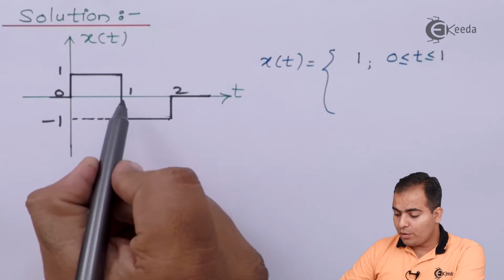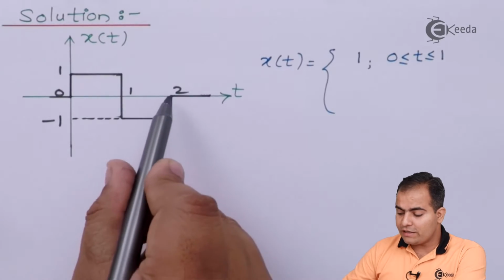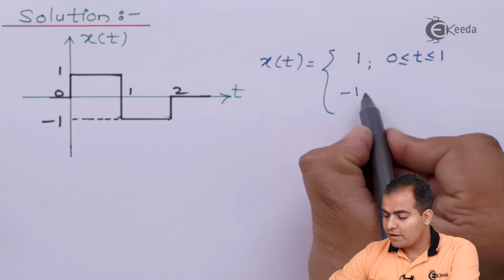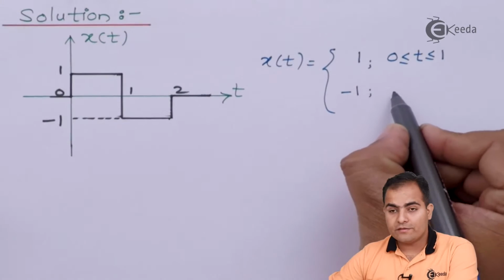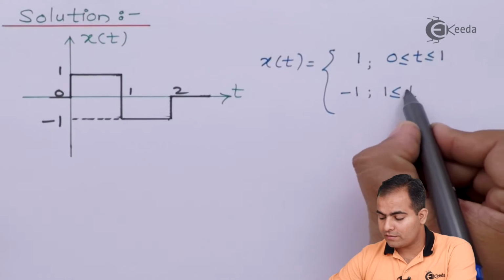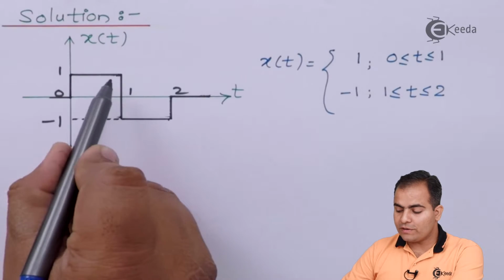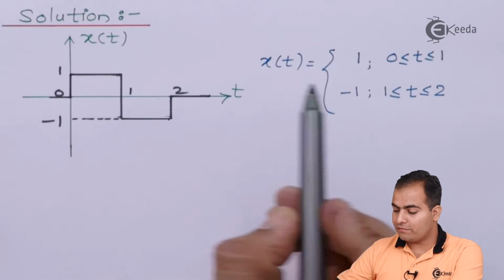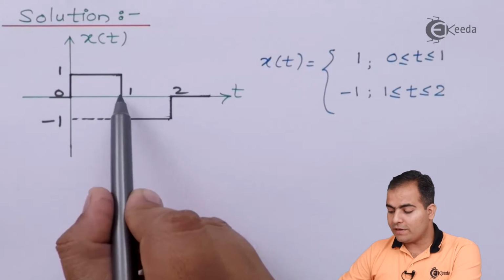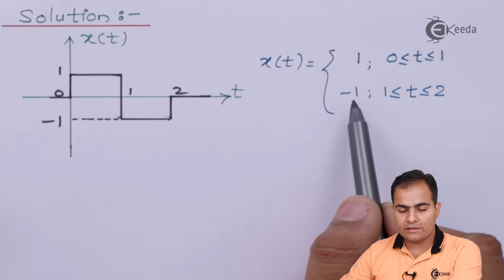Now, look at here. Between 1 to 2, its amplitude changes completely. Now it is -1. So I'll write here -1, when we have the time region 1 to 2. In region 0 to 1, this x of t has amplitude 1. That's what I have written over here. Between 0 to 1, we have amplitude 1, and then between 1 to 2, we have amplitude -1, which is mentioned over here.